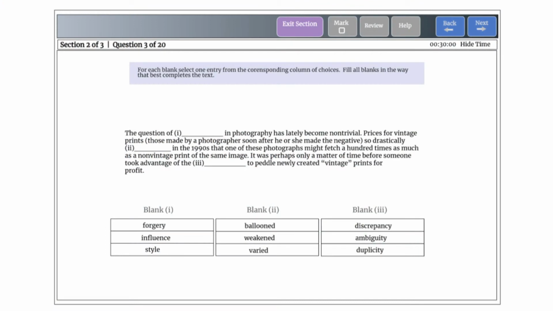Let's take a look at a practice question using these strategies. So again, go ahead, take this question.